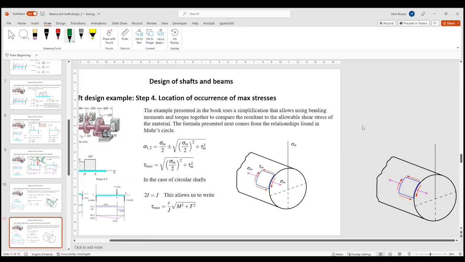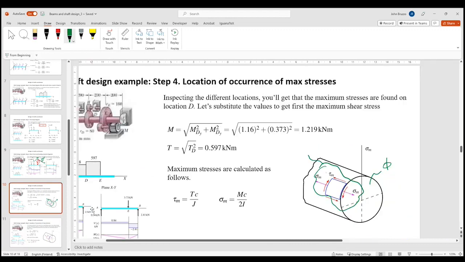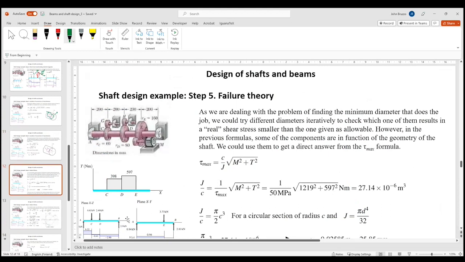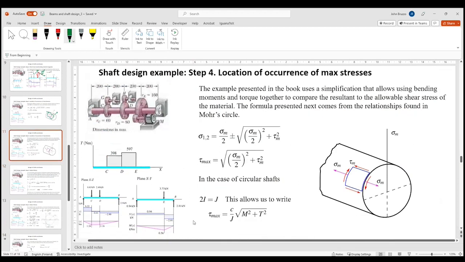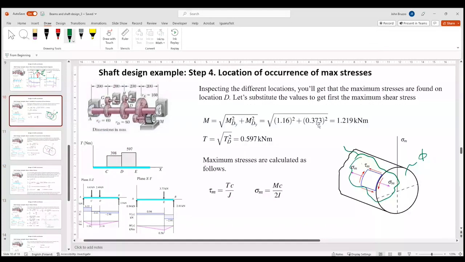About the previous slide. When we calculated the maximum stress at the location D, we used the Pythagoras theorem, but I'm not quite clear why we use the same subscripts. So MDY, I know it's clear where this 1.16 comes from, but where does this 0.373 come from? There can be a mistake there, definitely. Let's try to zoom in on this. So you're asking about this one here. Yeah, all right.